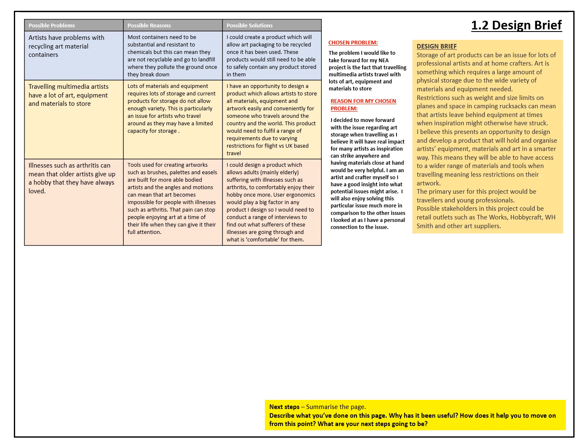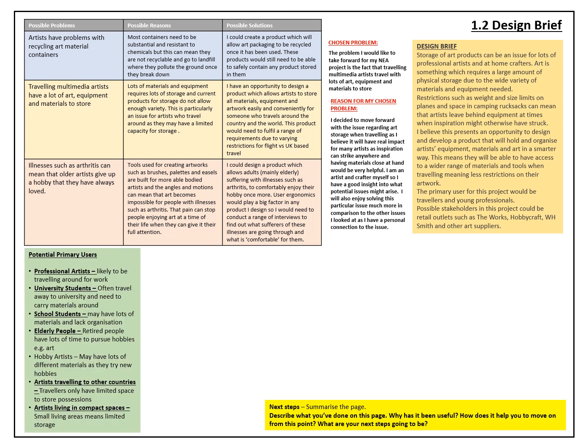Some of the things that need to go on this page are potential primary users. Your primary users are the people that will use your product, the people that buy it and will use it. And I want to see a list of areas of people. So not things like James is going to use it and Sue's going to use it. We're looking at things like professional artists, university students, school students, elderly people, hobby artists. And I want you to make sure that you have given a reason why they might use it.